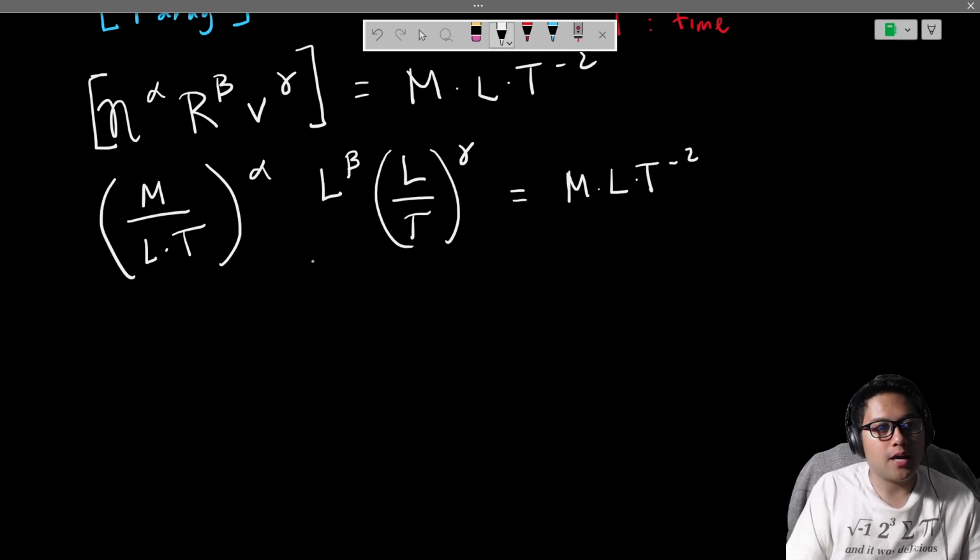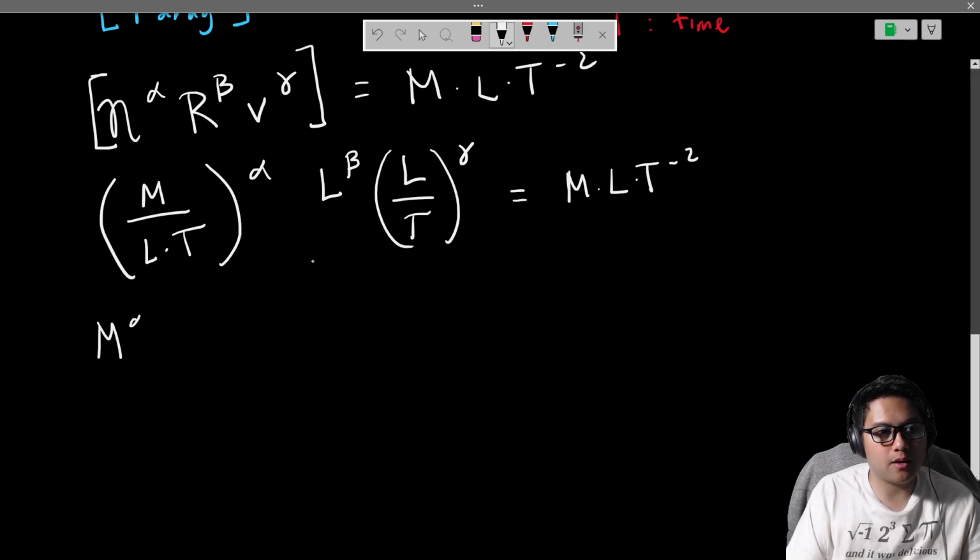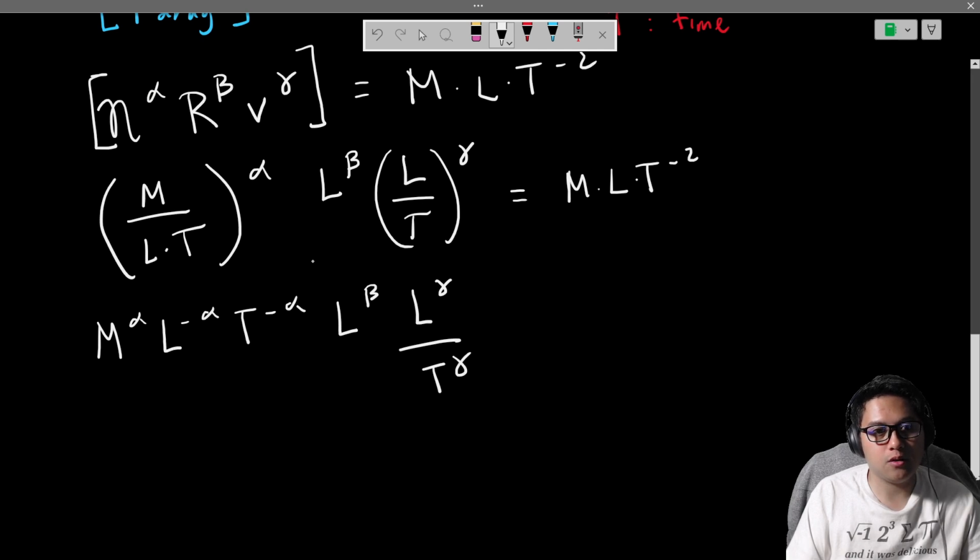So again, rewriting everything, I'm just going to distribute the powers to all of the terms in the numerator and denominator. So we'll have M to the alpha, L to the minus alpha, T to the minus alpha. That's just from the eta term. Then we'll have L to the beta from the radius term. And then from the velocity term, we'll have L to the gamma and T to the minus gamma. Alpha, beta, gamma, just making sure in my head here.